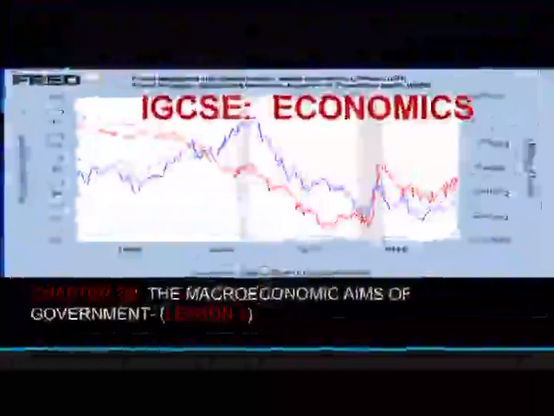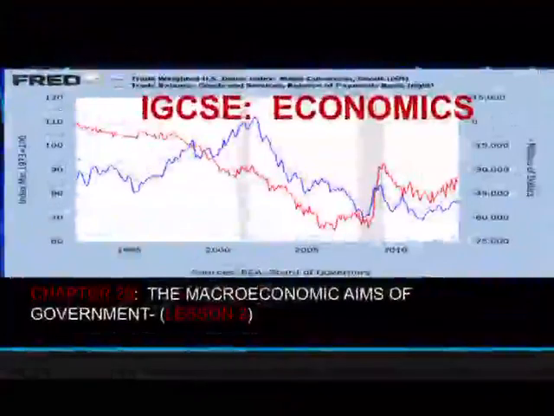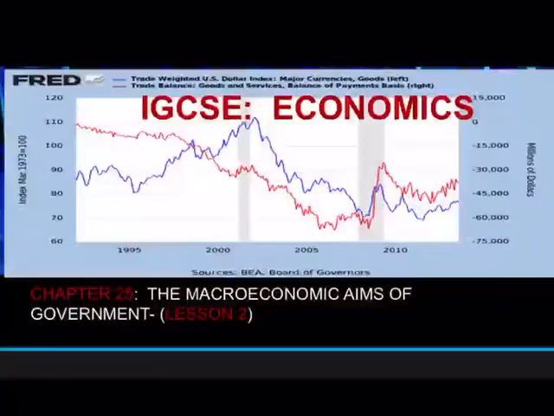Hi guys, the lesson for today is lesson 2 on chapter 25, macroeconomic aims of the government. In the previous lesson we did discuss aggregate demand and aggregate supply. In this lesson we're going to discuss the macroeconomic aims of a government. There are about 4 important macroeconomic aims of the government that you have to know.